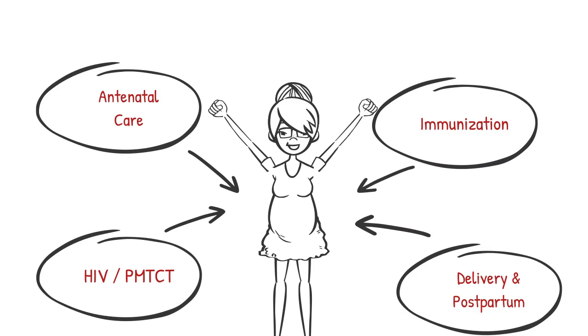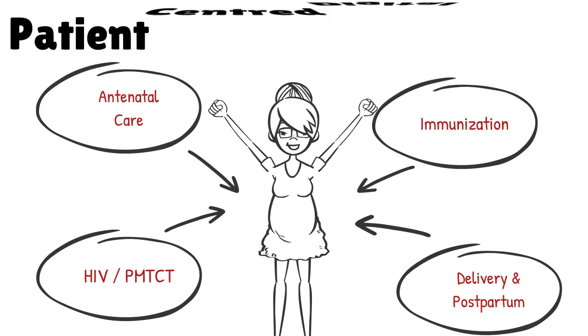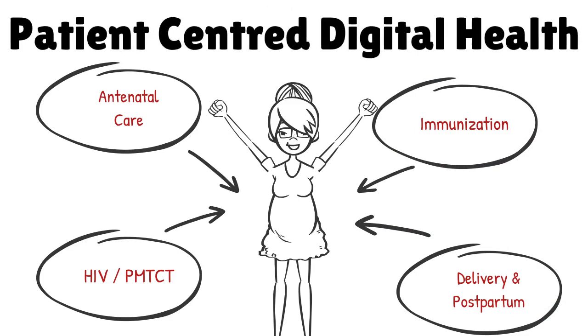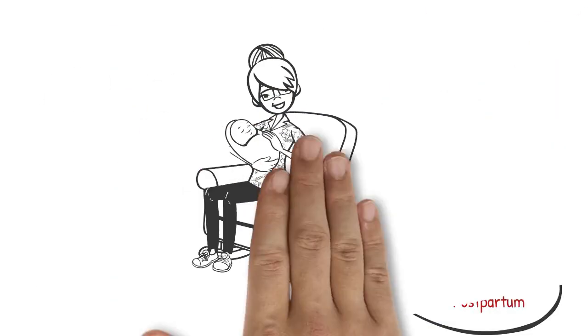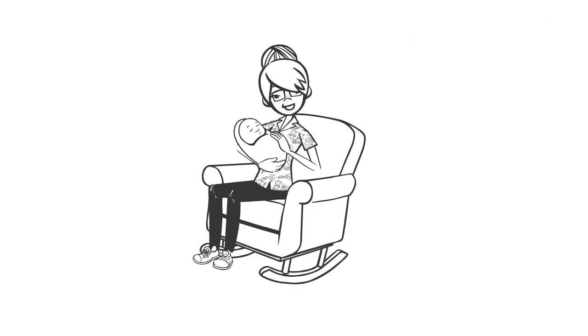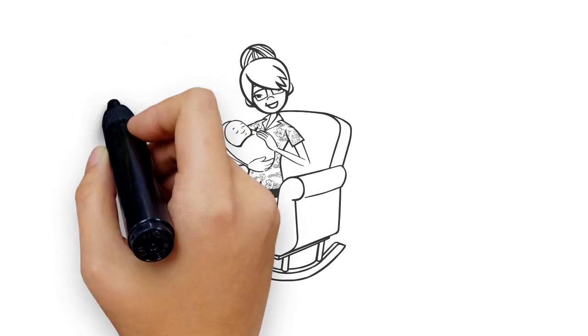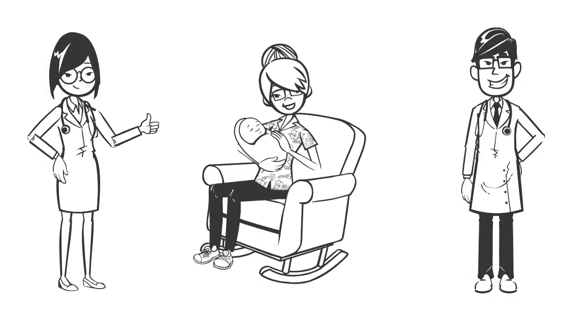Using the MPI in this manner, we create a patient-centered digital health ecosystem rather than a disease-centric ecosystem. Using the Master Patient Index, we can reliably identify Sarah and her baby and make sure that they are cared for no matter where they seek care.